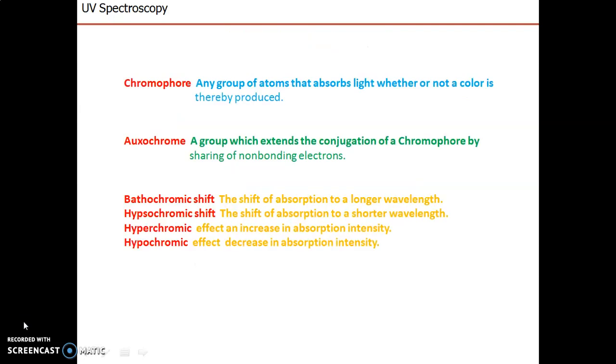Then what is hyperchromic shift? If due to any effect the absorption increases, then it is called hyperchromic shift. If due to any effect the absorption decreases, then it is called hypochromic shift. Then next is a very important term, chromophore.